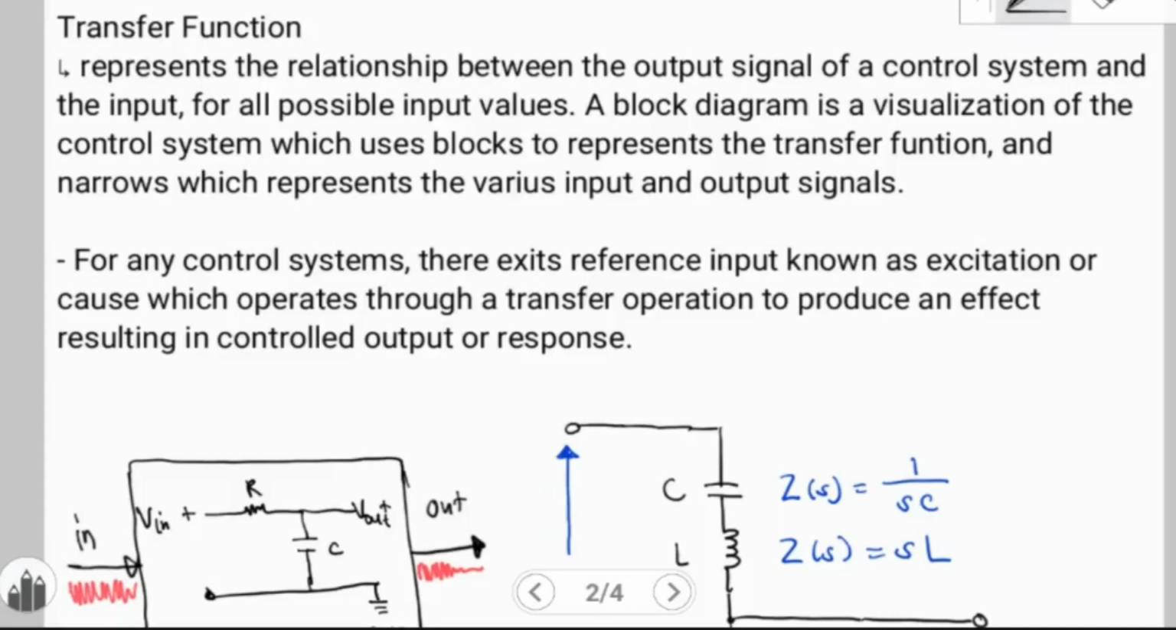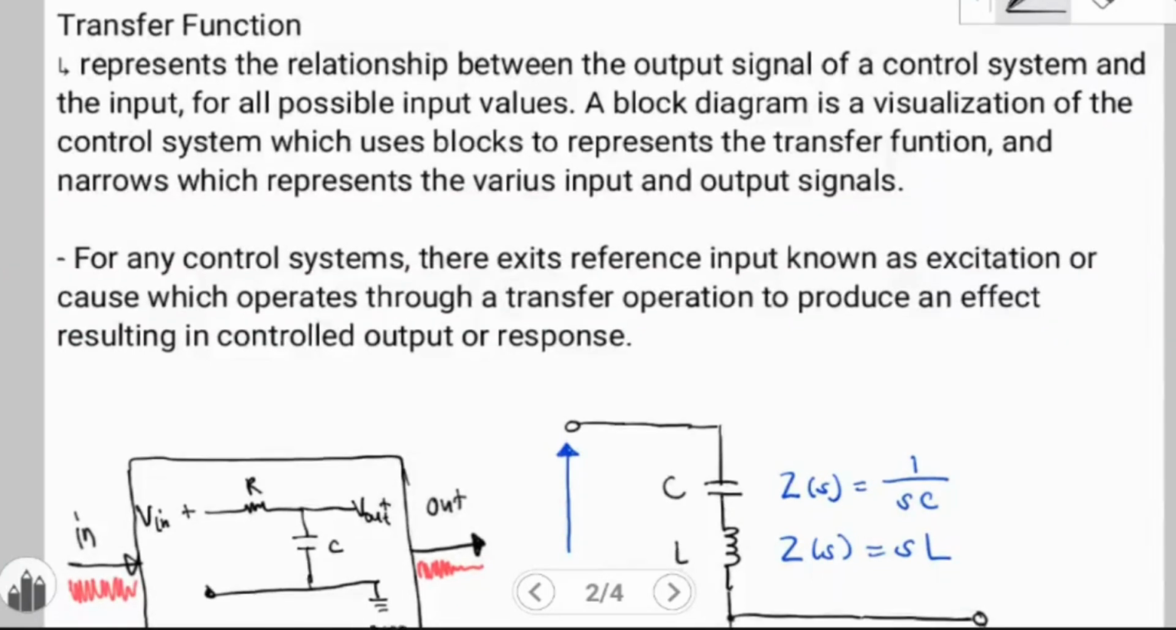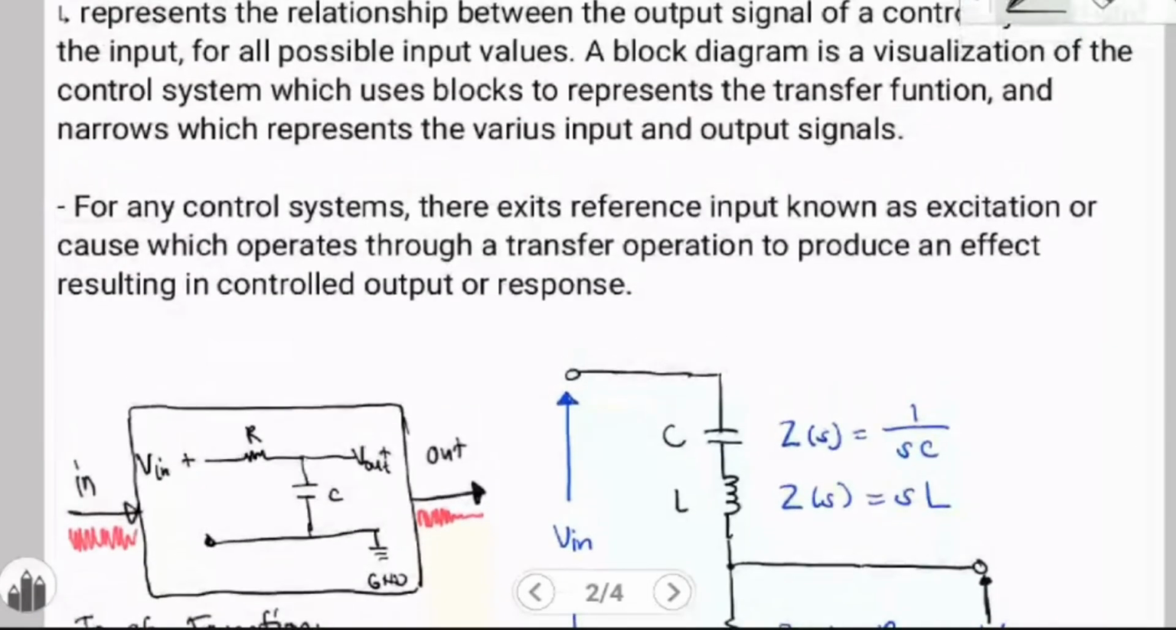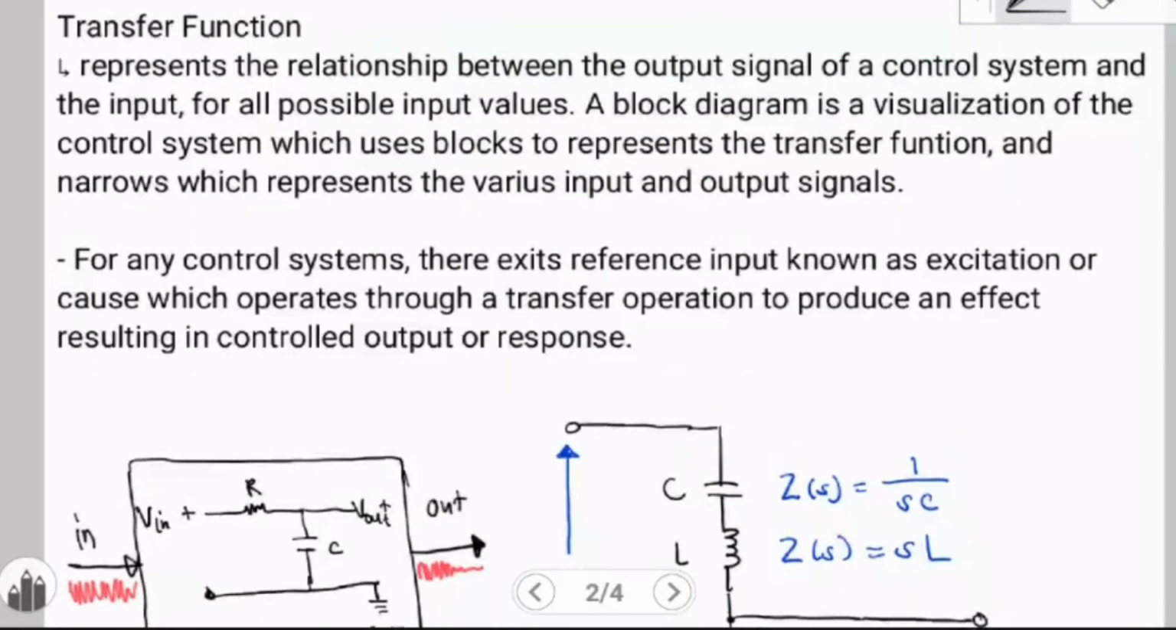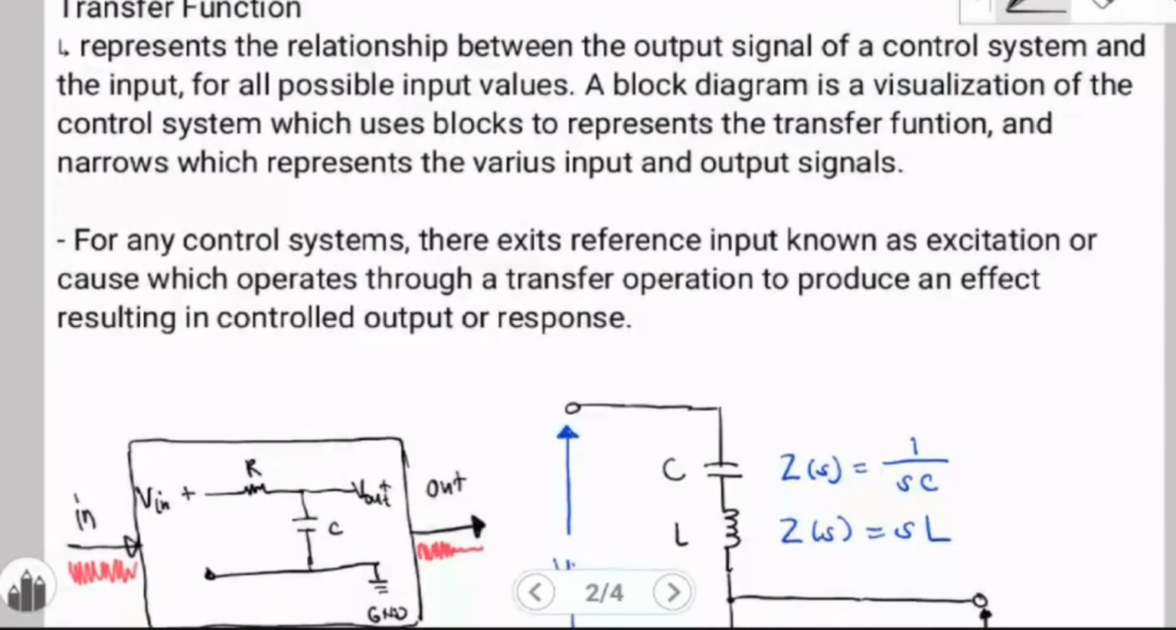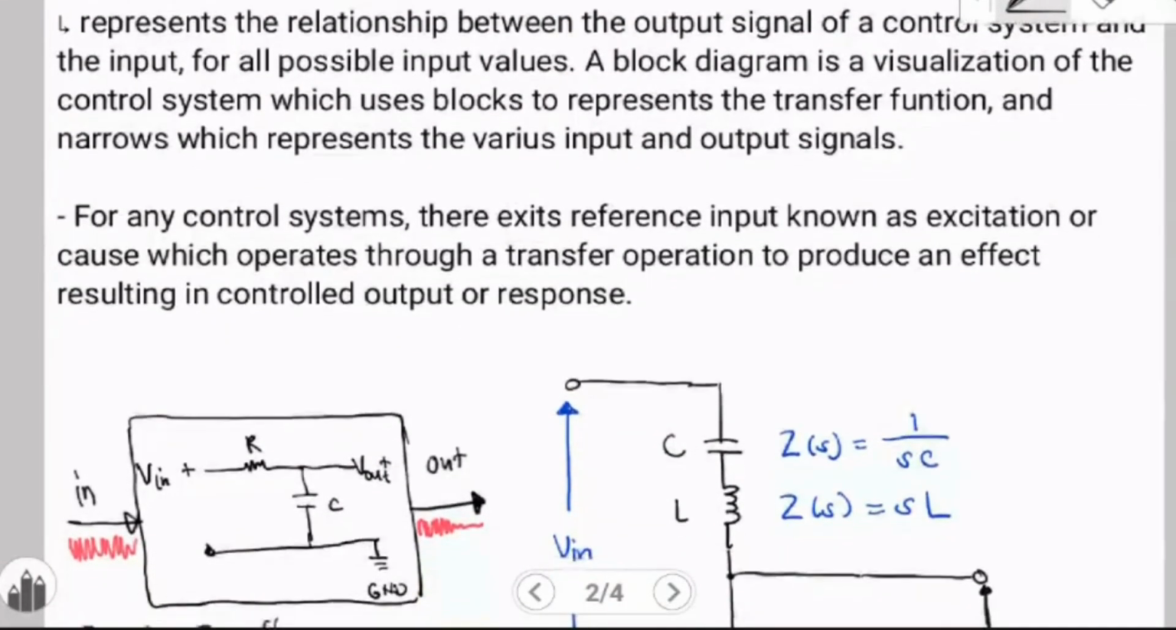Transfer functions represent the relationship between the output signal of a control system and the input for all the possible input values. A block diagram is a visualization of the control system which uses blocks to represent the transfer function, and arrows which represent the various input and output signals.